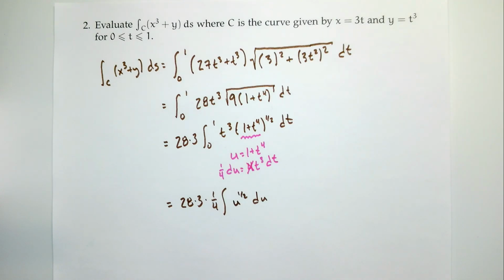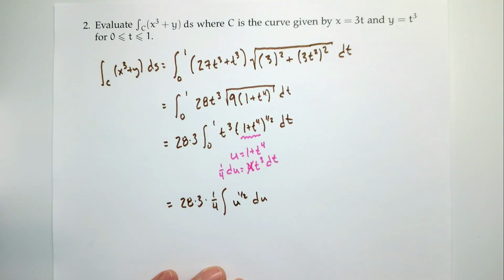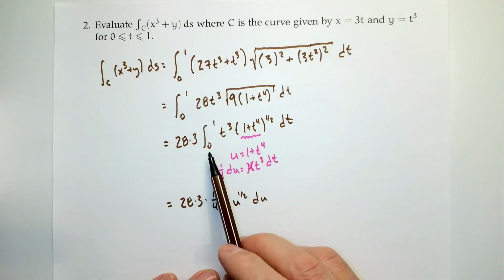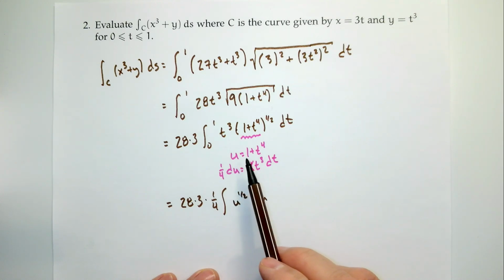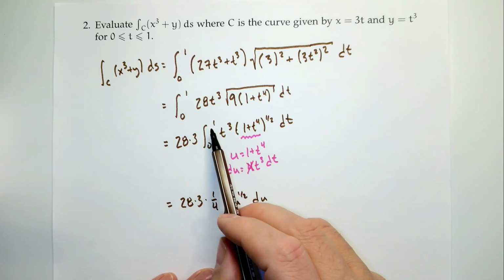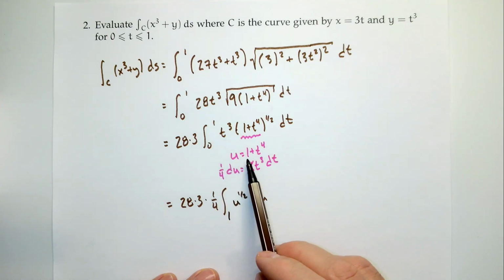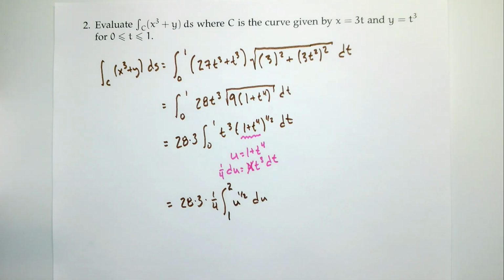All right. Anything else? That's right, we've got to do the bounds. Don't forget the bounds. Now, our original bounds were from 0 to 1, but these bounds are in terms of t. We want to update our bounds in terms of u, because once you update your bounds, you always move forward. You never have to go back. When you plug in t equals 0, what do you get for u? You get 1 plus 0, which is 1. When you plug in t equals 1, you get 1 plus 1, which is 2. So now it's 1 to 2.